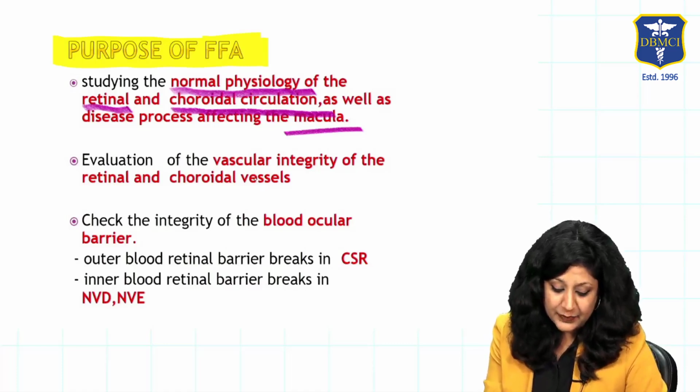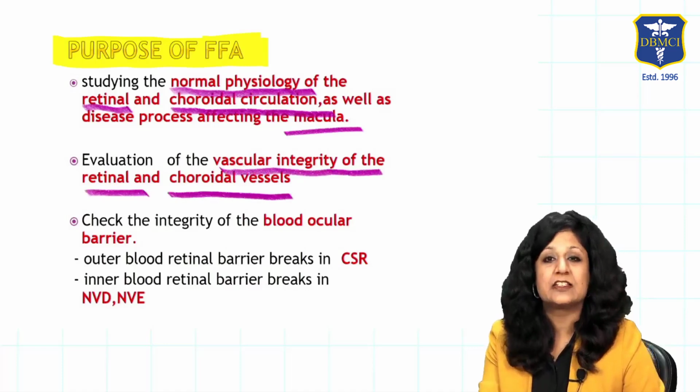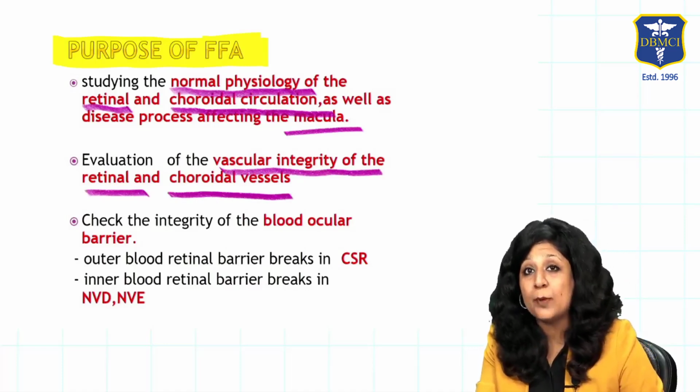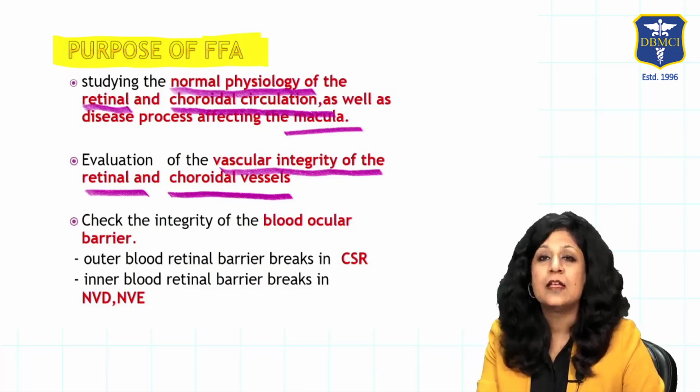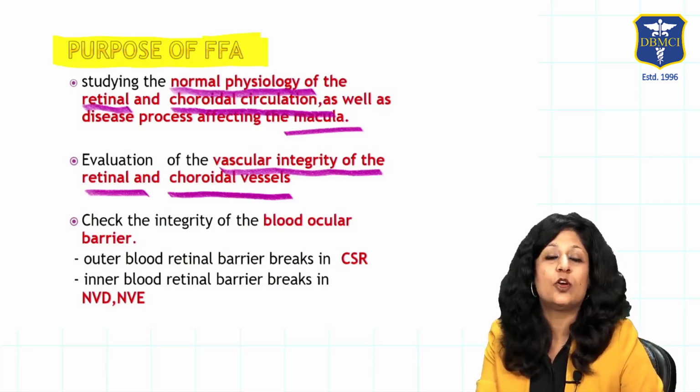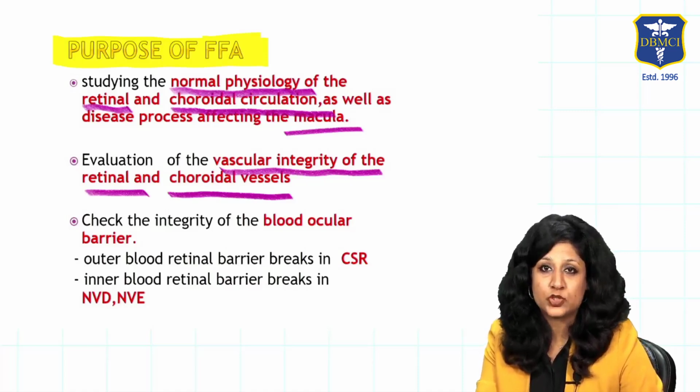Then second thing, the evaluation of the integrity of the retinal and choroidal vessels. If I want to see whether there is some abnormality, or whether the integrity is maintained in the vessels present in the retina and the choroid, then also I will do this angiography.